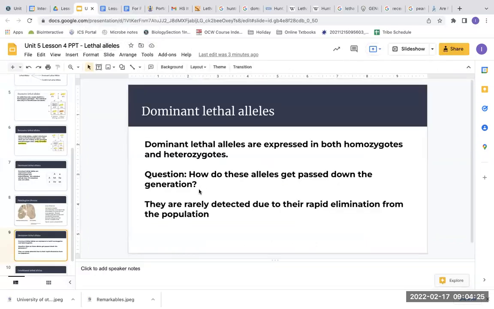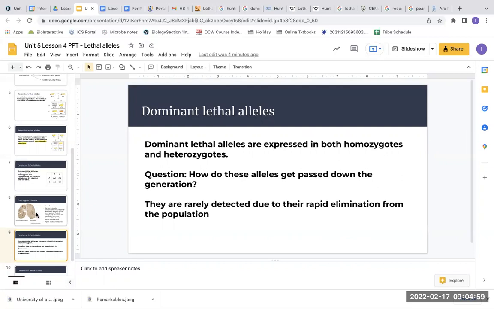Now, I trust that you've had time to think about it. And the answer is, for a dominant lethal allele to be passed down to generation, it must only show its lethal effect after the individual has reached sexual maturity. So in that case, if the onset is after sexual maturity, the individual with the dominant lethal allele had the chance to mate and produce the next generation before he or she dies from it.